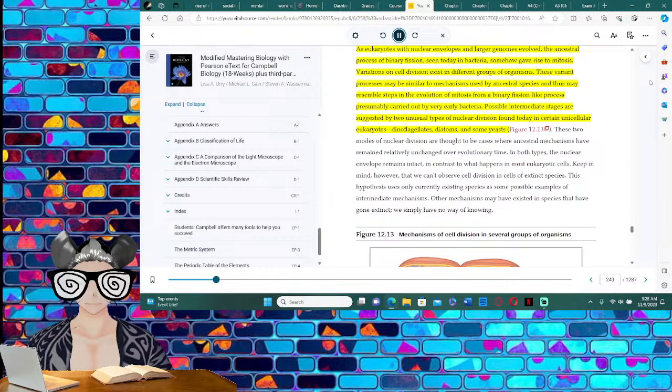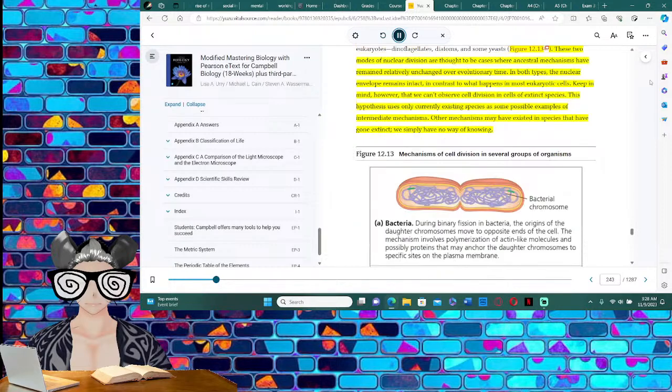Variations on cell division exist in different groups of organisms. These variant processes may be similar to mechanisms used by ancestral species and thus may resemble steps in the evolution of mitosis from a binary fission-like process presumably carried out by very early bacteria. Possible intermediate stages are suggested by two unusual types of nuclear division found today in certain unicellular eukaryotes: dinoflagellates, diatoms, and some yeasts. Figure 12.13. These two modes of nuclear division are thought to be cases where ancestral mechanisms have remained relatively unchanged over evolutionary time. In both types, the nuclear envelope remains intact, in contrast to what happens in most eukaryotic cells.